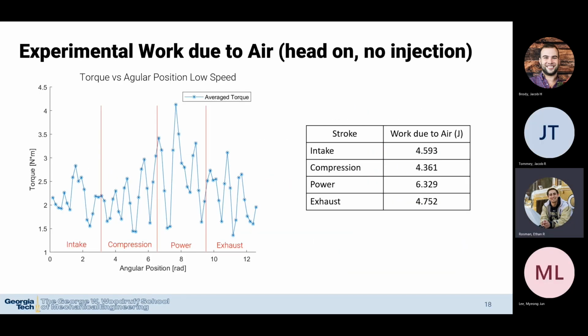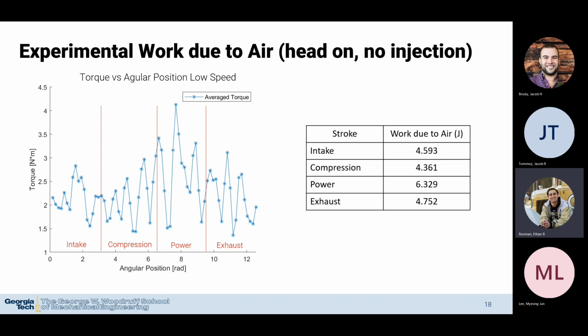The work due to air can be found for each stroke by integrating under the torque versus angular position plot for the engine when the head is attached but no air is injected. Since the engine was zeroed at top dead center, where 0 degrees correlates to top dead center, the intake stroke is from 0 to pi, the compression stroke is from pi to 2 pi, the power stroke is from 2 pi to 3 pi, and the exhaust stroke is from 3 pi to 4 pi. The friction is also doing work against the motor, so the work due to friction found when running the engine earlier with the head off is subtracted out in these values.